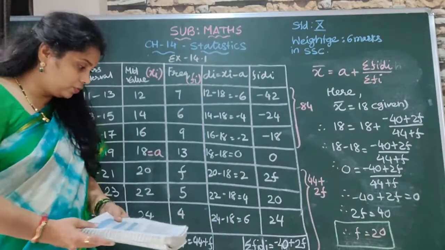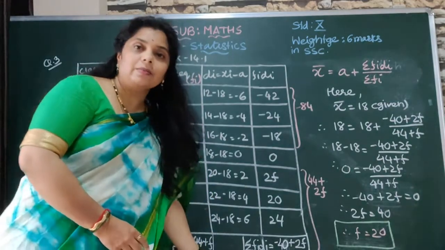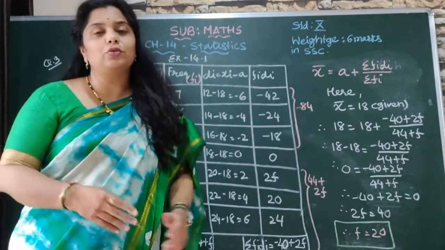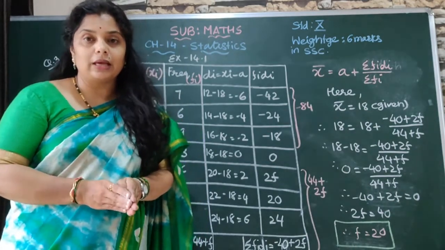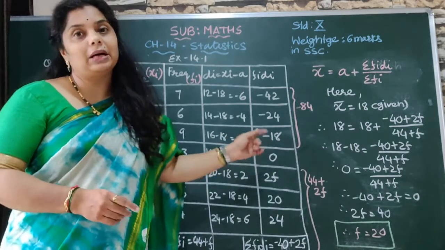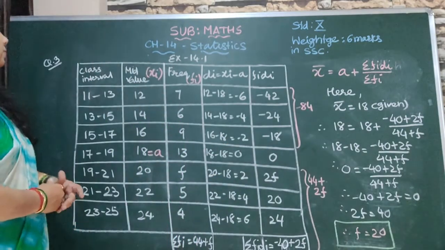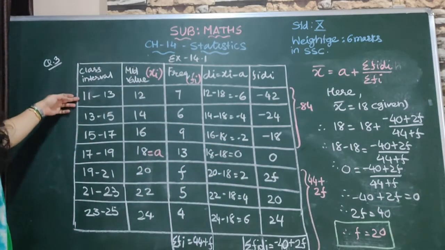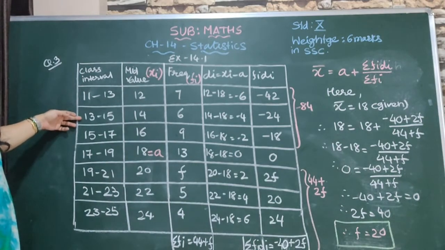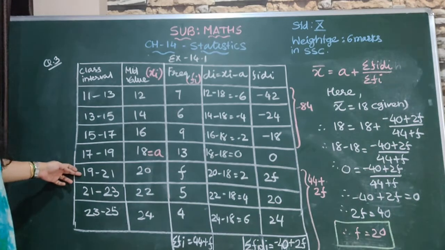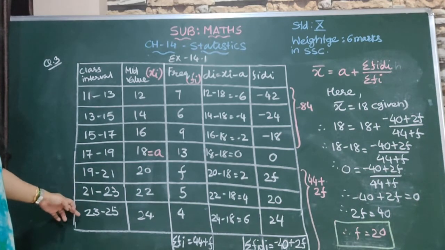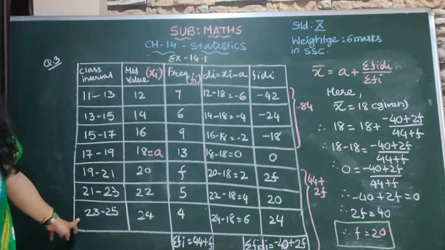Okay, so we are going to start the third question by the assumed mean method, so you can get an idea about that method also, and that's why I have done it by that method. Here the class intervals are 11 to 13, 13 to 15, 15 to 17, 17 to 19, 19 to 21, 21 to 23 and 23 to 25.